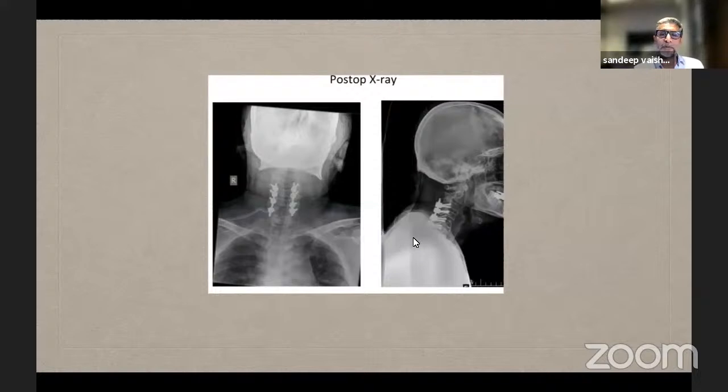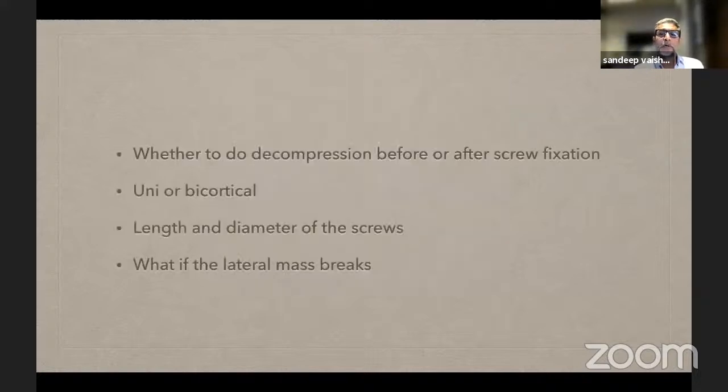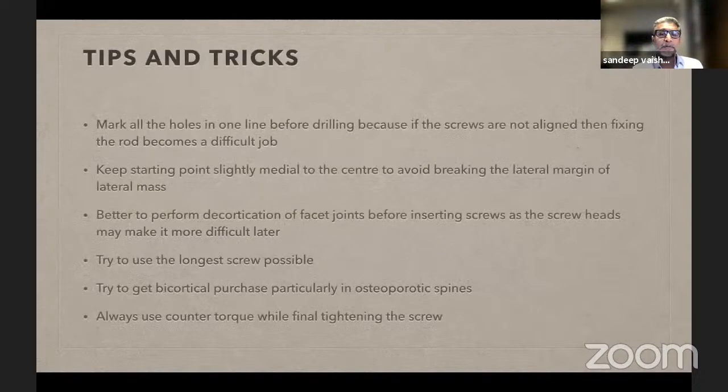So this is the post-op X-ray of the patient. Now, whether to, this we have already discussed. Now, unicortical or bicortical? I prefer to do bicortical in most patients. Initially, in my first few years, I used to do unicortical and used to put in 14 mm screws. But for the last many years, I'm putting in bicortical screws, and my average screw length is 16 to 18 millimeters. And I always use a 4 mm screw. Now, suppose what if the lateral mass breaks? So we'll discuss that in just a few minutes.